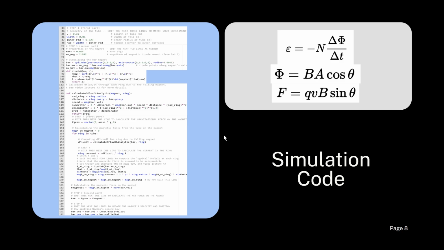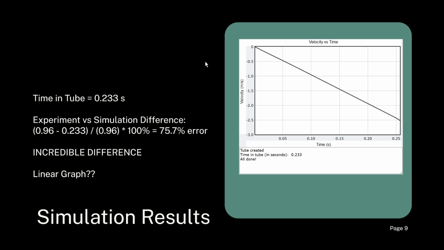So here's the code. The code's very complicated, and it's essentially representing these formulas, which is that the EMF, the voltage, should reflect the number of solenoids, the changing flux, and the change in time. This flux is going to be the magnetic field multiplied by the area of the flux, and essentially it's going to be a cross product. We also have the force from the magnetic field on the magnet. The time in the tube was 0.233 seconds by simulation, and the experiment versus simulation difference is about 75.7% error, which is an incredible difference.